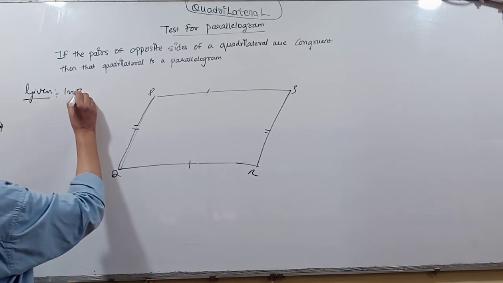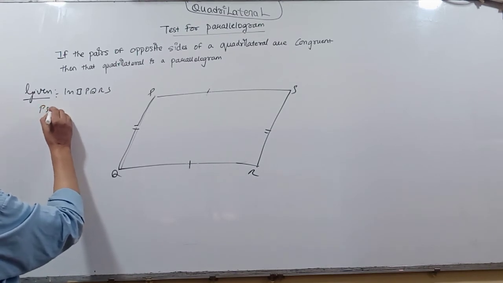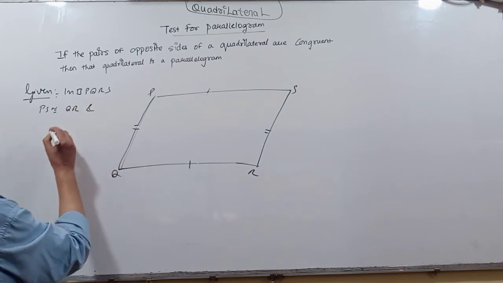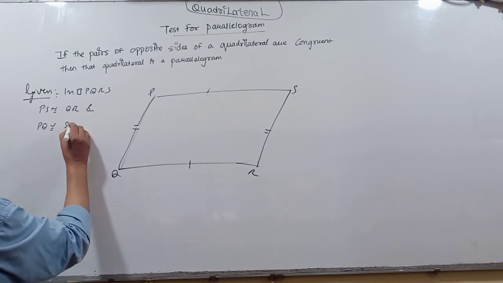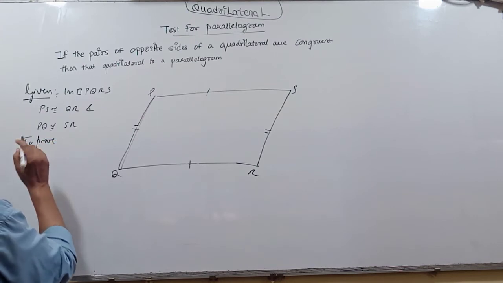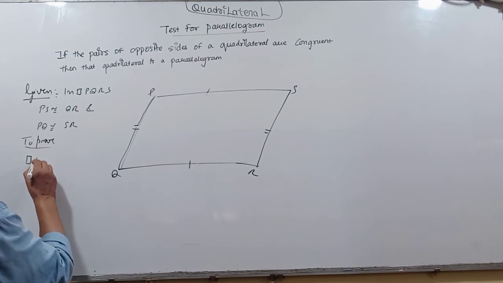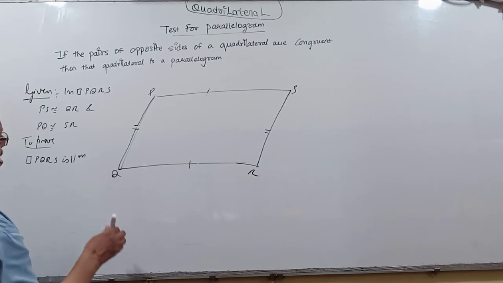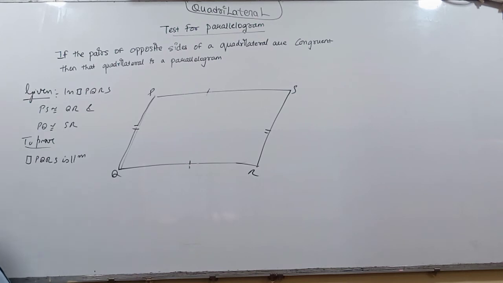Given: in quadrilateral PQRS, PS congruent to QR and PQ congruent to SR. To prove: quadrilateral PQRS is a parallelogram. That means we have to prove this is parallel to this and this is parallel to this.